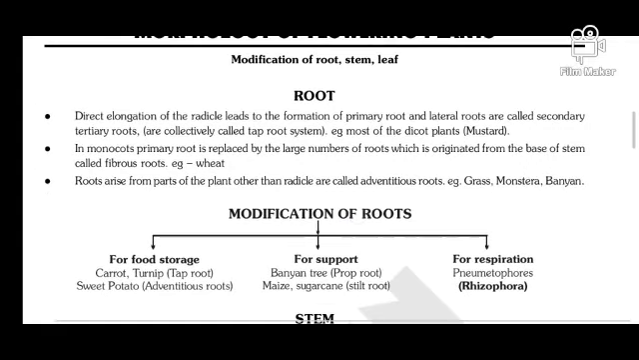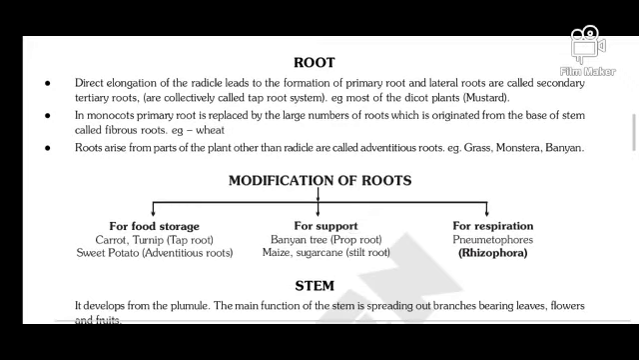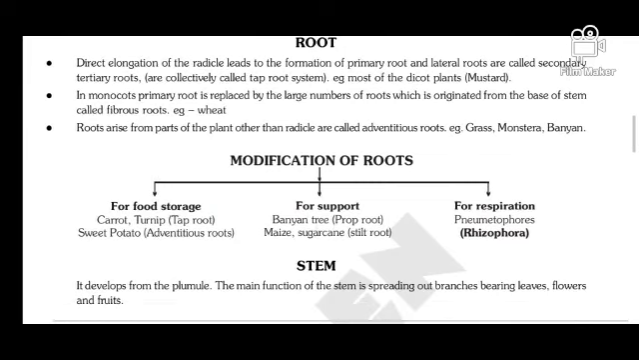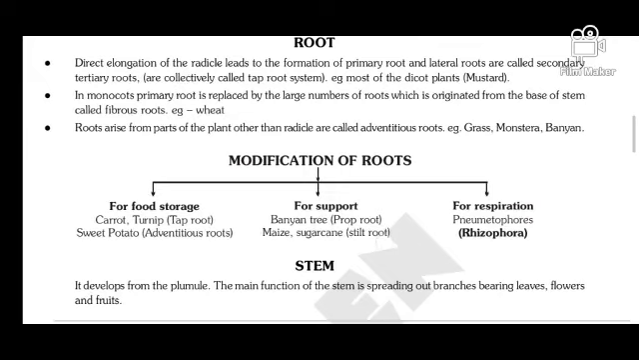But generally the lateral roots are normally called the secondary roots, or tertiary roots, but collectively they are called the taproot system, like in most of the dicot plants. In some monocots, the primary root is replaced by a large number of roots which originate from the base of the stem, called the fibrous root. Examples are wheat and paddy. These are examples of fibrous root, where the primary root is not found at all. The primary root is replaced by a number of roots which originate from the stem.